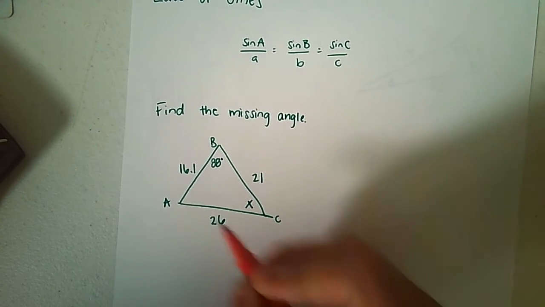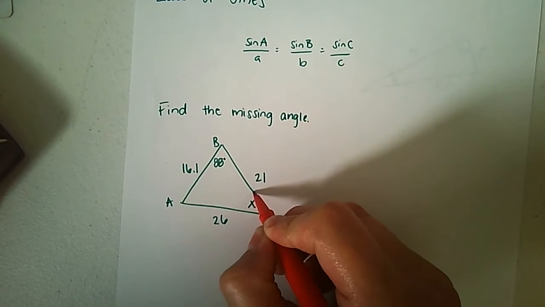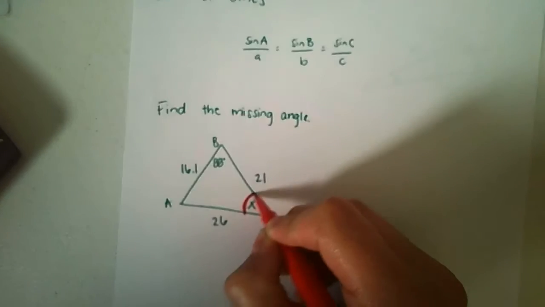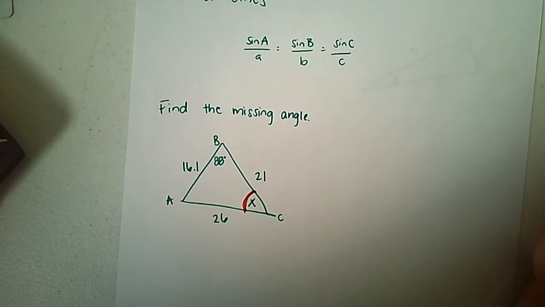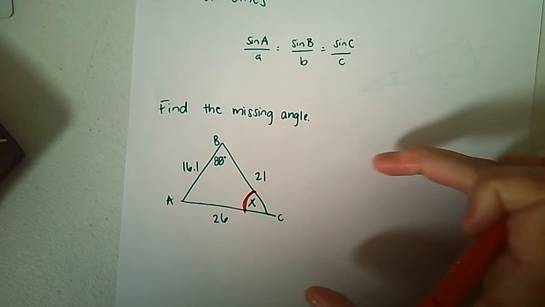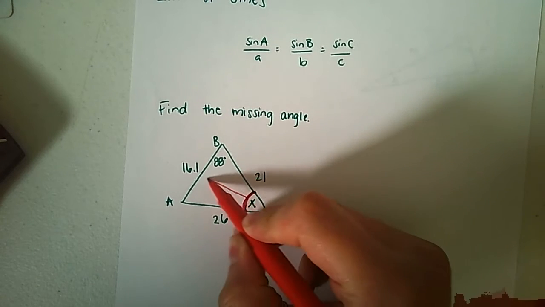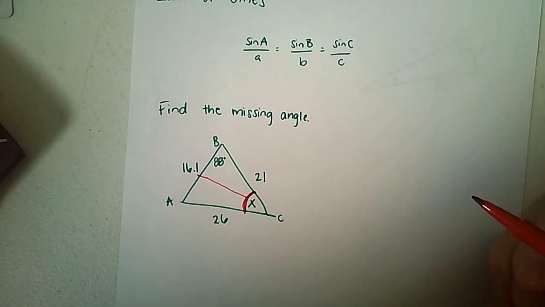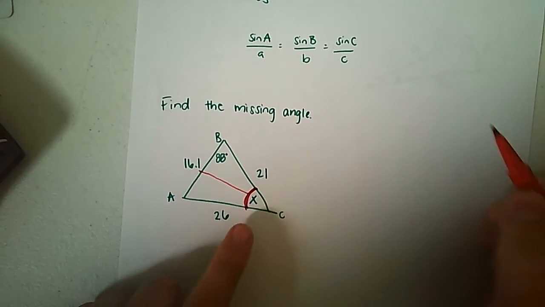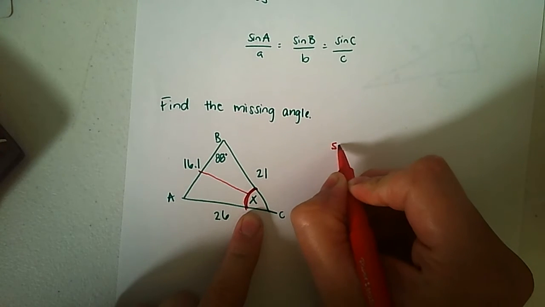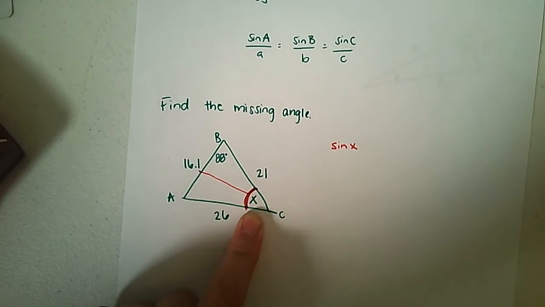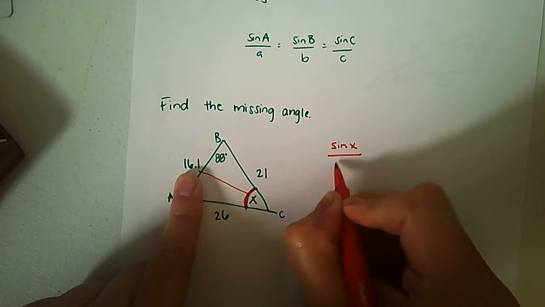All right, so it says find the missing angle. Notice this is the angle I want you to find. I want you to find x. And remember, we want to do that matching side and angle pair. So if this is the angle, this is the matching side. So remember, when we set this up, we have the sine of the angle, which we don't know in this case, over its side.